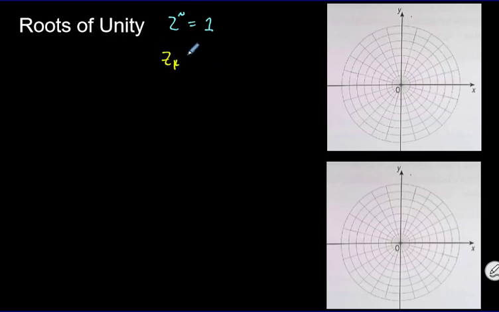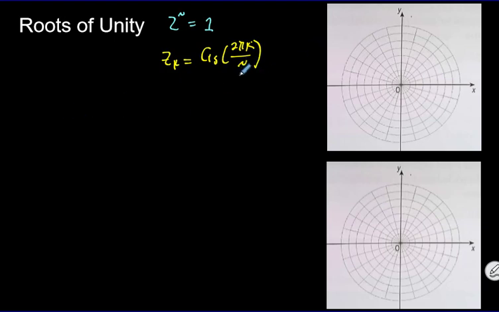I'd have z of k is equal to CIS of 2 pi k, all over whatever my n is, right? And then we're going to look at particular cases of n, right?